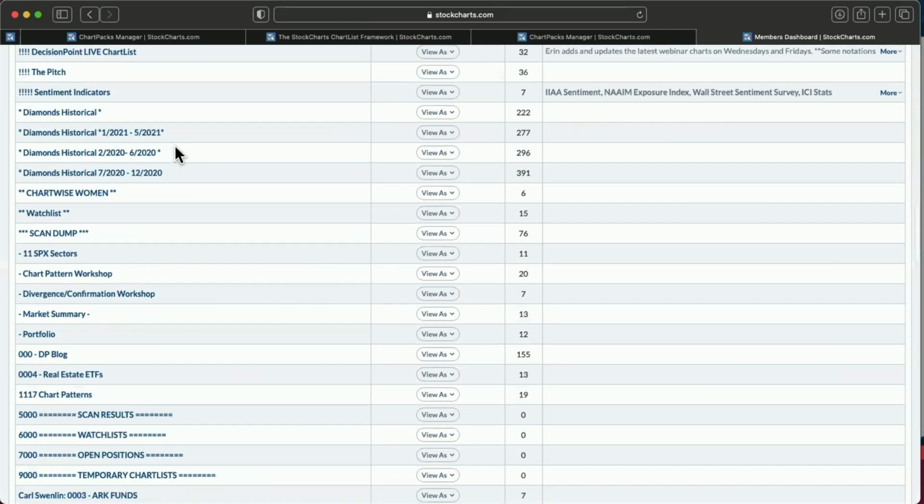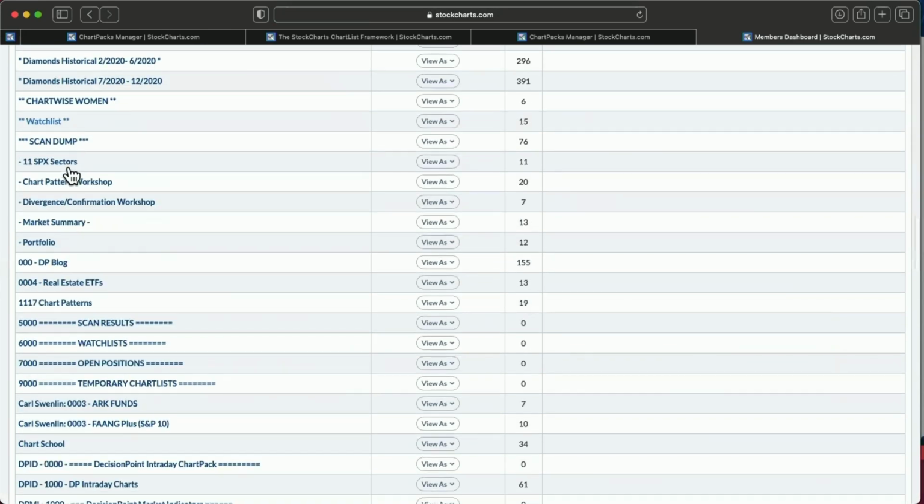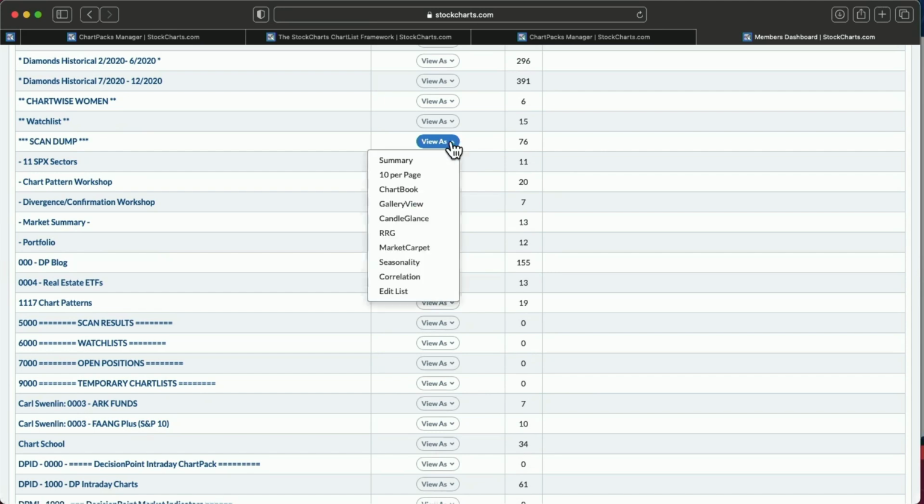So let's continue on down. Again, there's my scan dump. So this is where I put all of my scan results. After I run a scan, I just say replace that chart list, and it goes right into that scan dump. And then I can manipulate it. I can look at it in candle glance, however I wish.